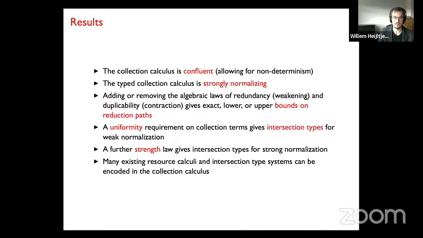And a list of the results we have for this calculus, which is what I'm ending on. So we have confluence modulo the non-determinism of the symmetry of the algebra. Strong normalization when typed. You can add or remove algebraic laws to give bounds on reduction paths that are exact bounds, lower bounds, or upper bounds. You can switch between resource calculus and intersection types by demanding uniformity of the terms in your collection. So if they all represent the same term, then you have an intersection type system, and otherwise it's a resource calculus. You can add a strength law to differentiate between strong normalization and weak normalization in an intersection type system.